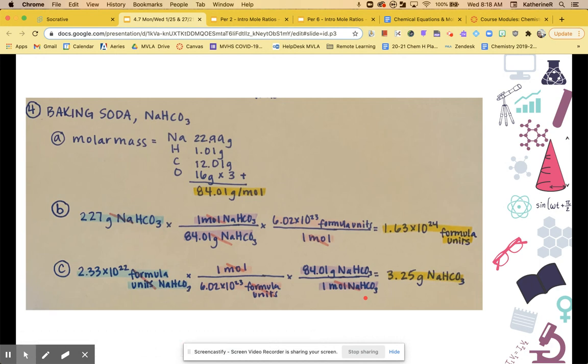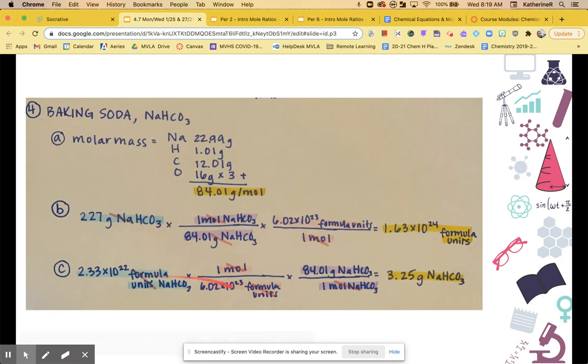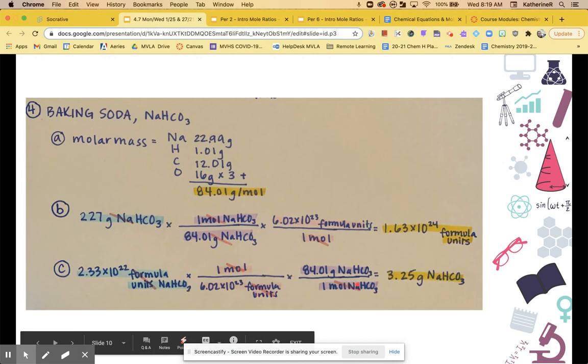Notice here that everything is labeled with a unit and with the substance that it is, okay? At least most of the time. And I've crossed out the units as they cancel out, okay? So notice here that grams is going to cancel out with grams, moles is going to cancel out with moles and leave formula units. Here, formula units is going to cancel out, moles is going to cancel out, and I'm going to be left with grams.